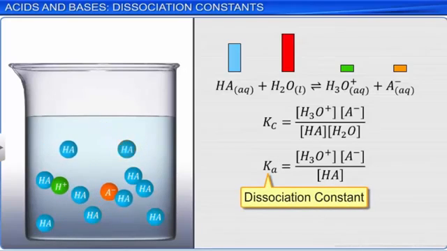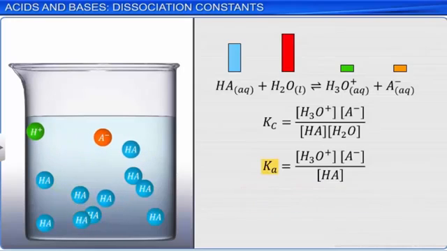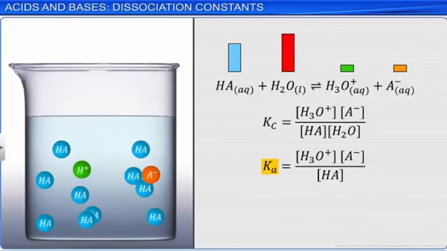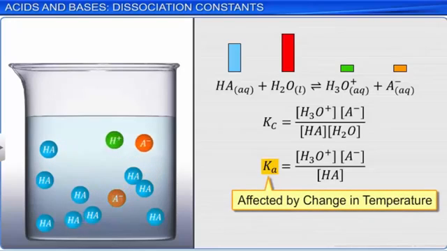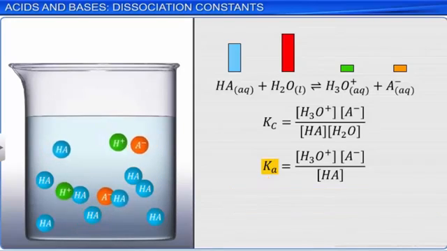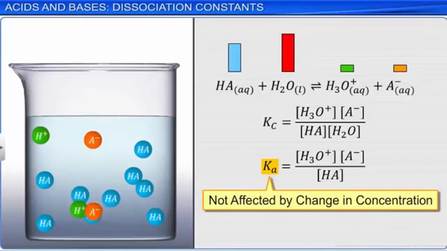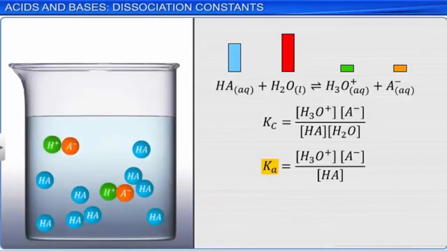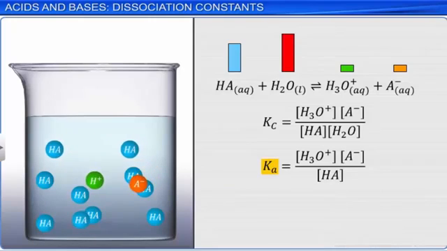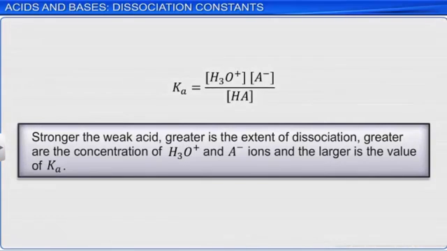As the dissociation constant is the equilibrium constant, it is affected only by a change in temperature and not by a change in concentration. Hence, the value of the dissociation constant provides the exact measure of the extent to which an acid is dissociated. In other words, the strength of the acid. The stronger the weak acid, the greater is the extent of dissociation. The greater are the concentration of H3O plus and A minus ions, and the larger is the value of Ka.